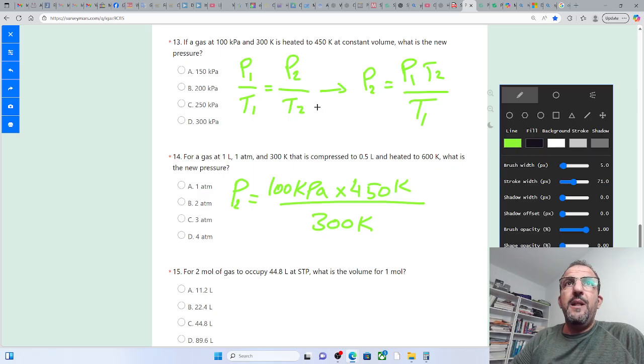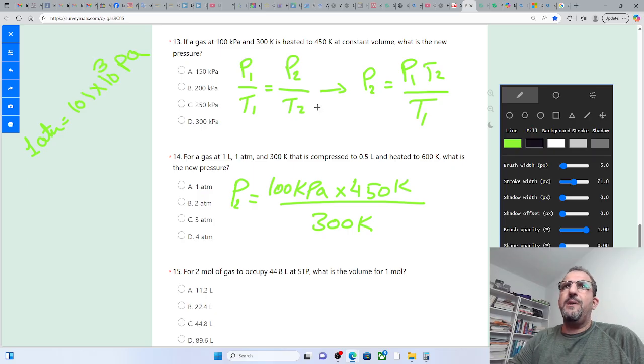So I have now P2 is equal to P1, which is 100 kilopascal, multiplied by 450 Kelvin, and then I divide the whole equation by T1, which is 300 Kelvin. Okay, and I still have this conversion. I have that 1 atmosphere is equal to 101 times 10 to the power 3 Pascal. So I already have this conversion. So we Googled this conversion.